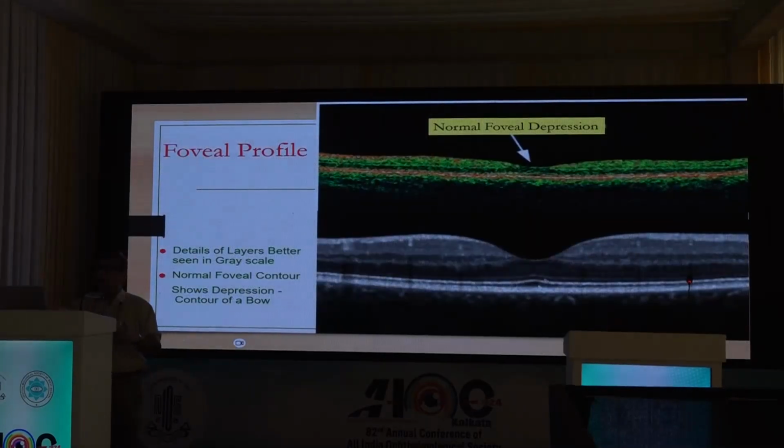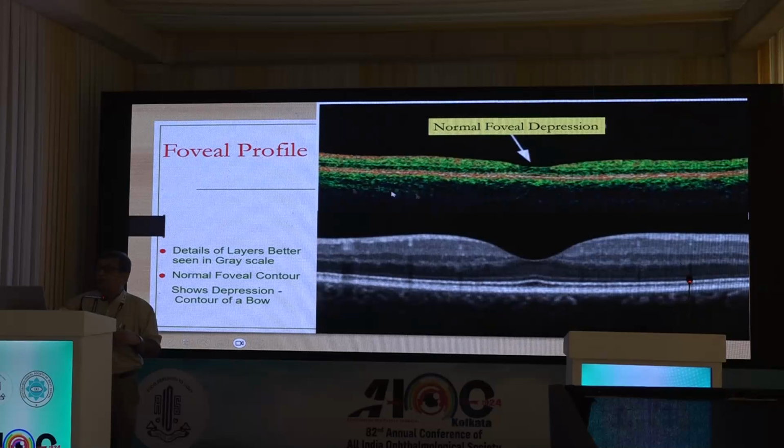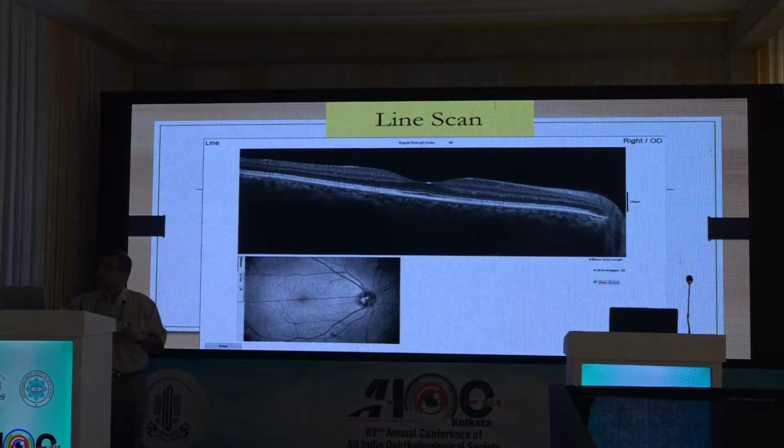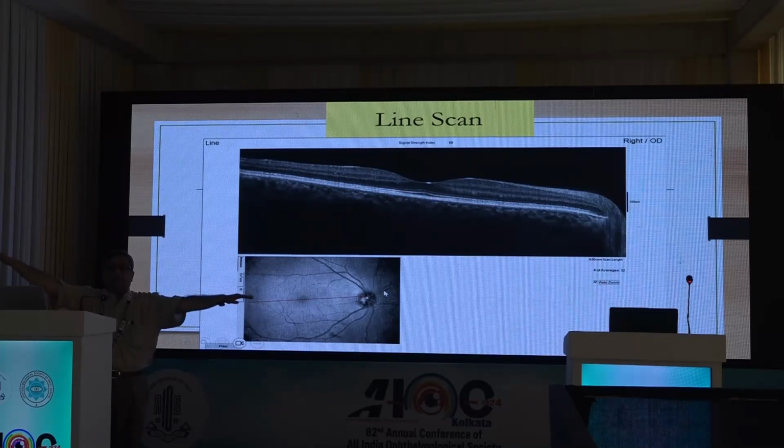Now what you see over here, you can see the normal profile. This is the normal foveal depression. It's like a bow. Now, this is a line scan. Just one single scan is taken. Now, so you know what it looks like. But what if there was a lesion here? You would not be able to know what's happening. So a line scan is not good enough as a routine.